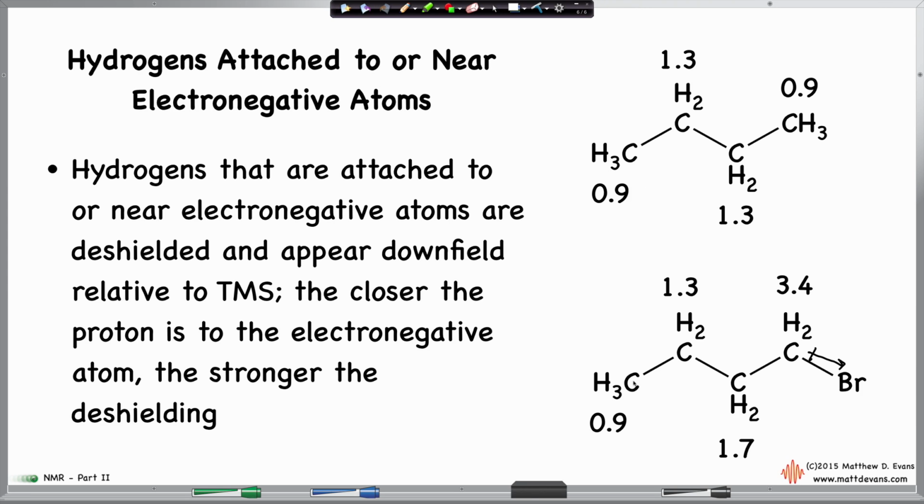Okay, so this methyl group and this methyl group are the same. This one's so far away from the bromine that it's the same as this one. Okay, so that's electronegative atoms. That's their effect on the amount of deshielding that a proton experiences.